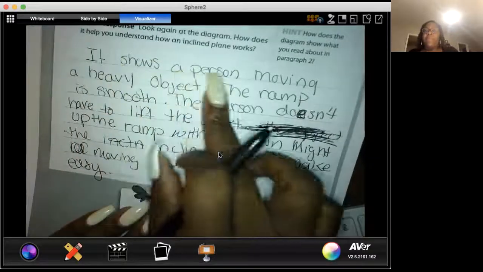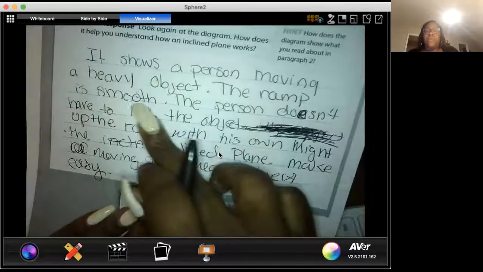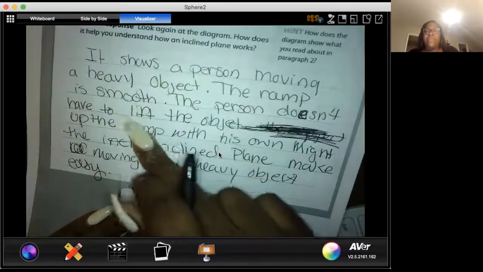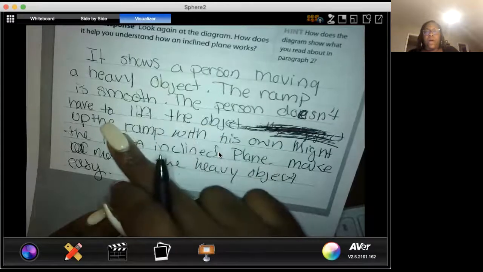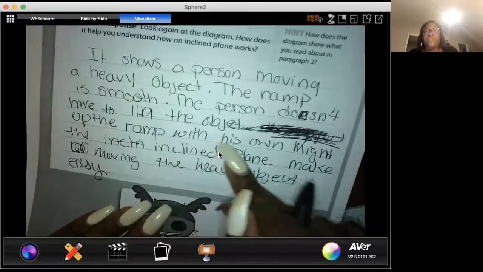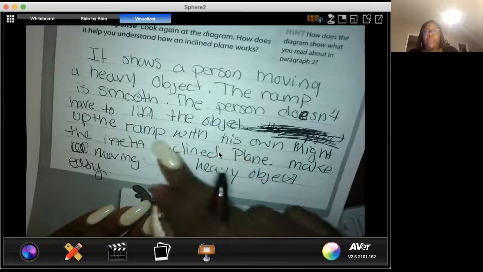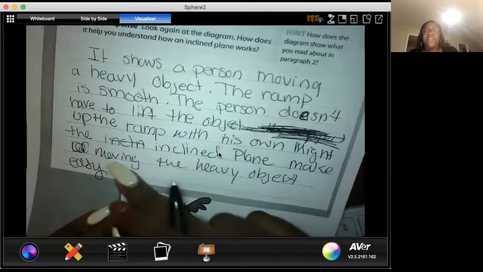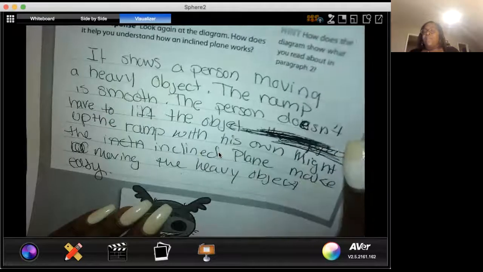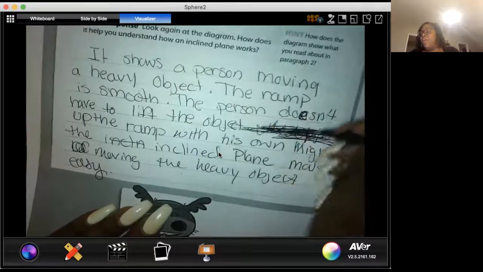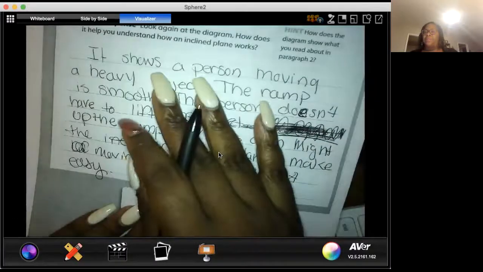So it shows a person moving a heavy object. The ramp is smooth. The person doesn't have to lift the object up the ramp with his own might. The inclined plane makes moving the heavy object easy. Okay, so if you have something close to that or something around those words, you're on the right track.